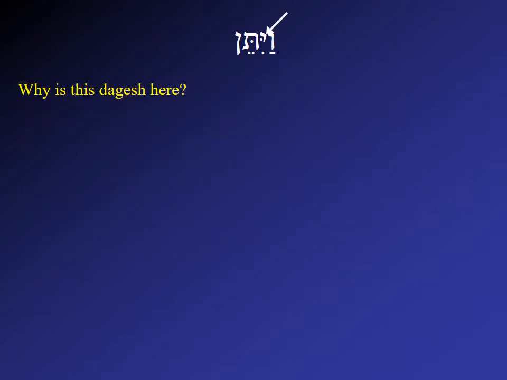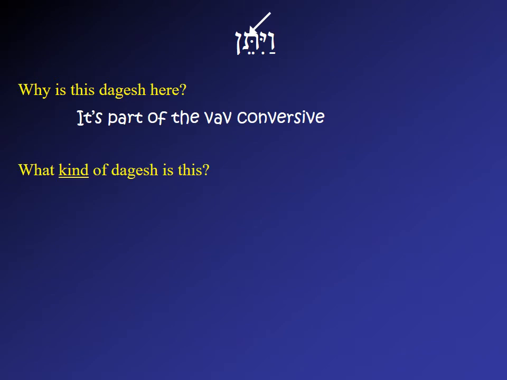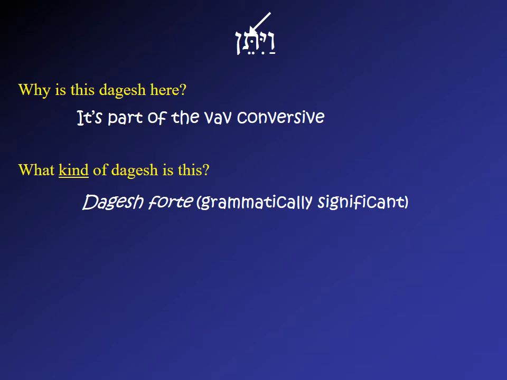Now, this dagesh is the standard dagesh of the vav conversive, indicating vav patach double. And this dagesh is one that has grammatical significance. This is dagesh forte. We know because dagesh lene only appears at the beginning of a word or after silent shva. So we've got a dagesh forte that we will need to explain.